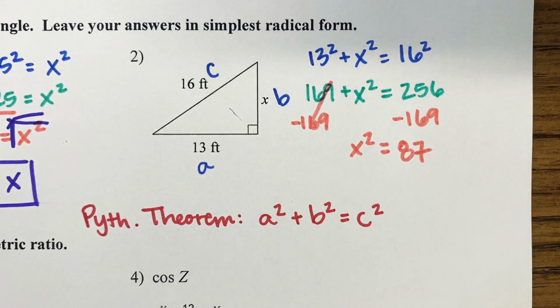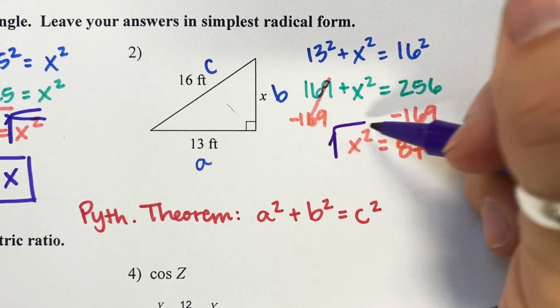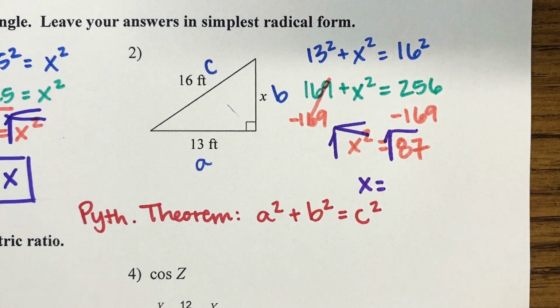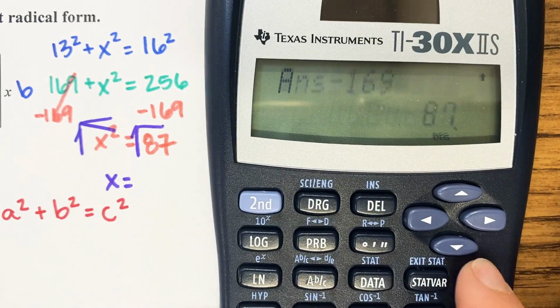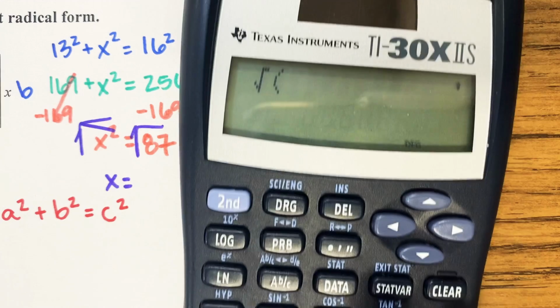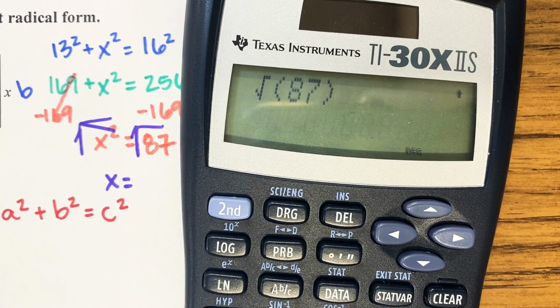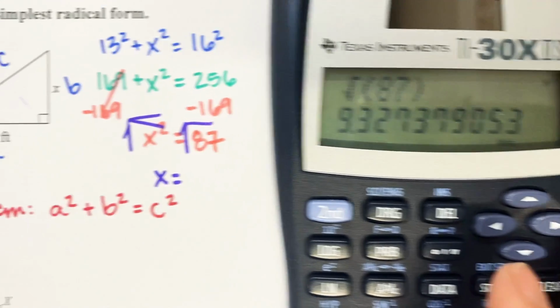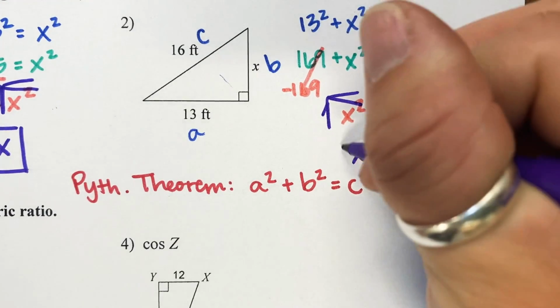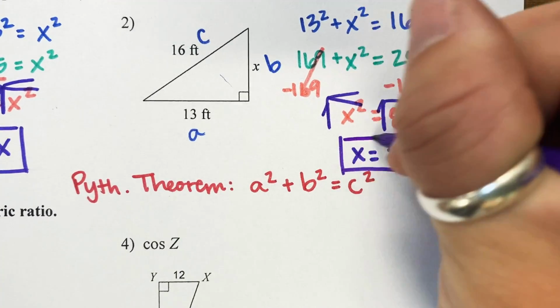My last step, opposite of square is square root. So we get x all by itself. Let's see if there is a square root of 87. Second, square root 87. Big ugly decimal, so we're just going to keep it as root 87. And there we go.